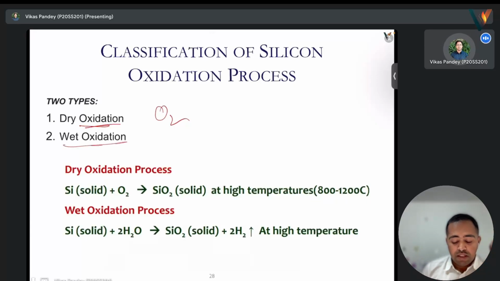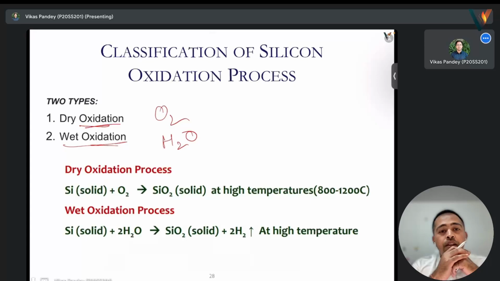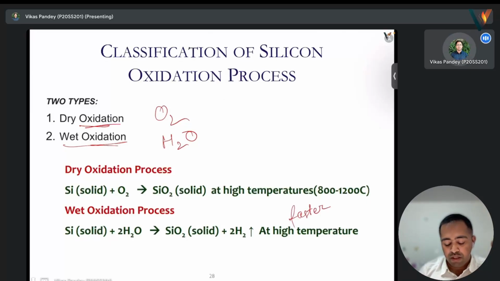Then there is wet oxidation, that is H2O. When water is being used as the source of oxygen, then this is called wet oxidation. Seeing this, you can say, okay, why go for wet oxidation when we can directly give oxygen? But the wet oxidation process is much faster compared to the dry oxidation process, which is slower.